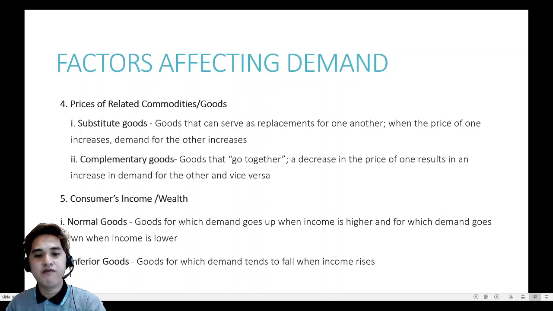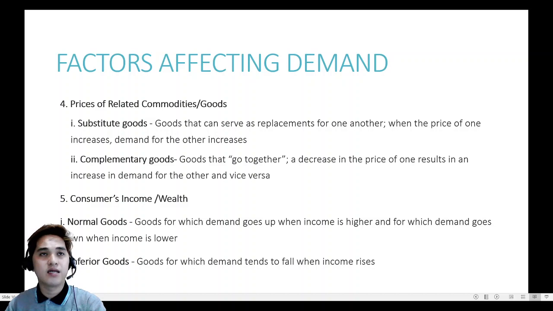So let's say fine dining restaurant. If your income is high, then most probably your demand for fine dining will also increase. We also have inferior goods. These are types of goods where demand tends to fall when income increases.